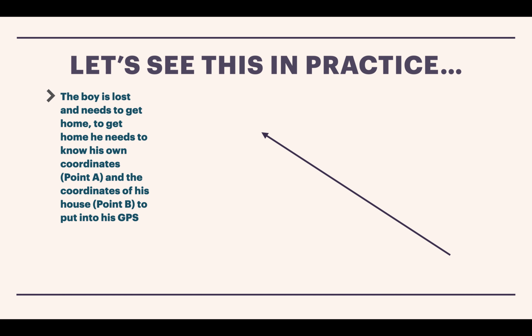And we're going to see this in practice now. So let's create a little story. We've got a boy here and he's lost. He's been walking around town all day and he got a bit lost and he needs to get home. In order to get home, the first thing he needs to know is his own coordinates, so where he is. We call that point A. Point A is where the boy starts from. And he also needs the coordinate to point B, which would be his final destination or his house.